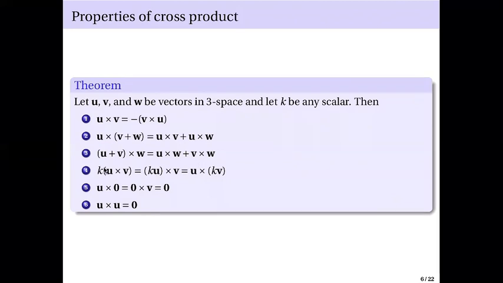But make sure, again, the location, u cross v. So you still have here, u is on the left factor, v is on the right factor. Here, you have the same.